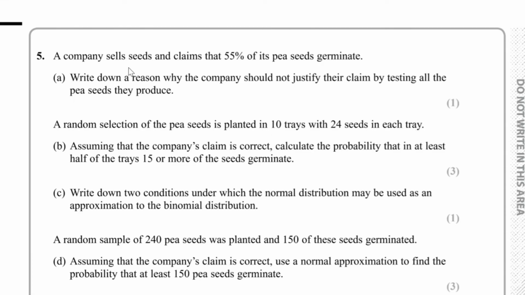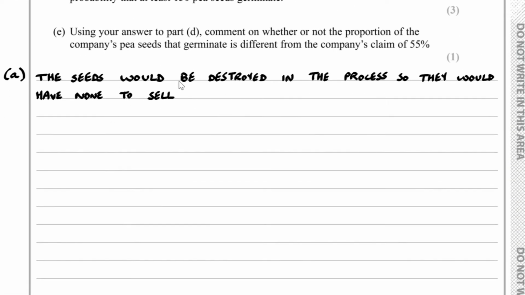Question number 5. A company sells seeds and claims that 55% of its pea seeds germinate. For part A, we have to write down why the company should not justify their claim by testing all the pea seeds they produce. Well, quite simply, the seeds would be destroyed in the process, so they would have none to sell, which is why they can't use all of their seeds.